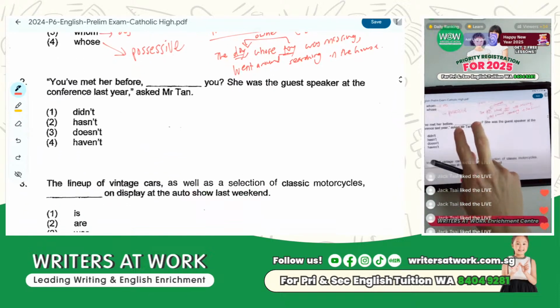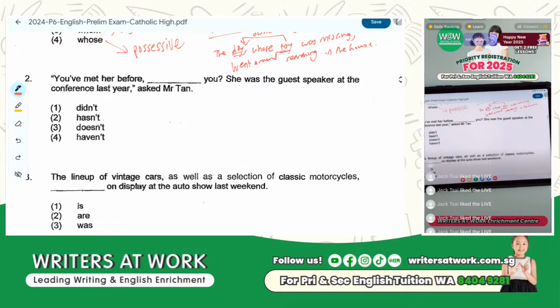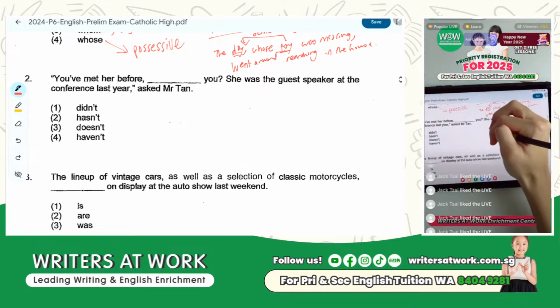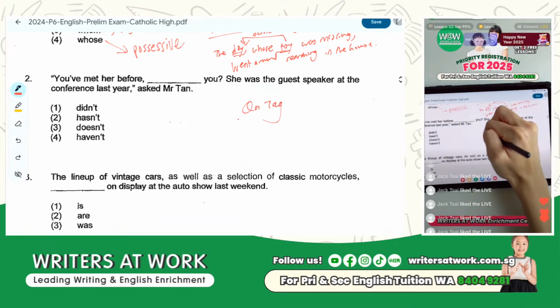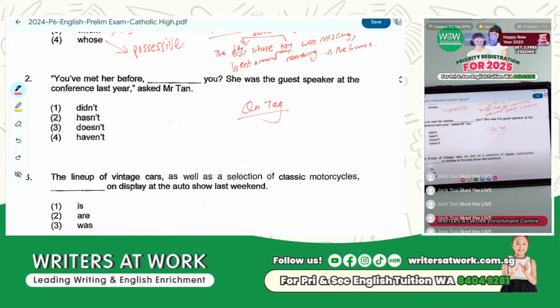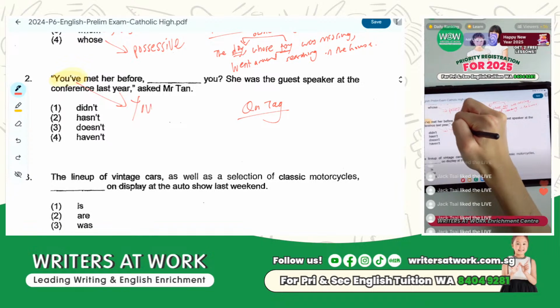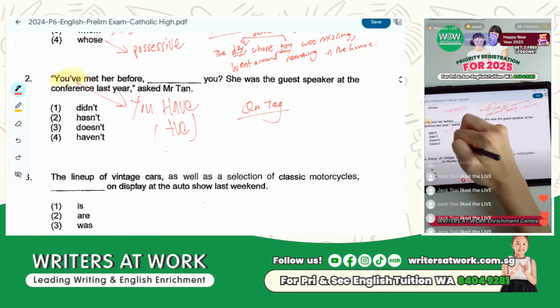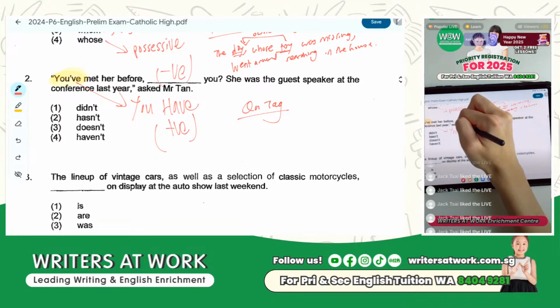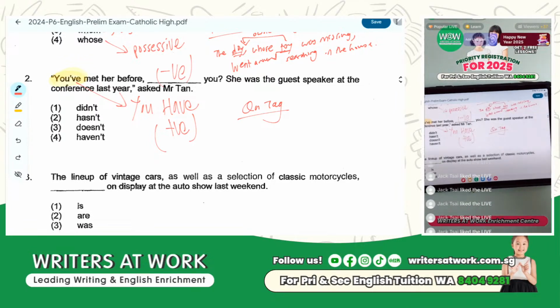Okay, let's take a look at question 2. You've met her before, dash. She was the guest speaker at the conference last year. So over here, we are interested in question tag. Now, the keyword is you've. This stands for you have. Okay, so this is positive connotation. At the back here will be negative connotation, which means the answer is number 4, haven't.